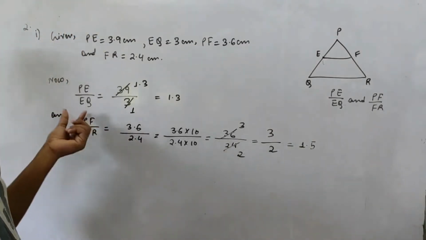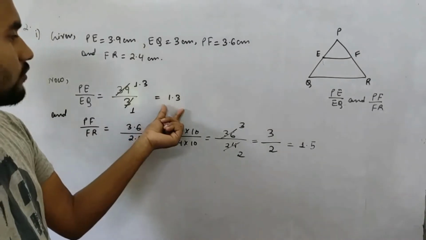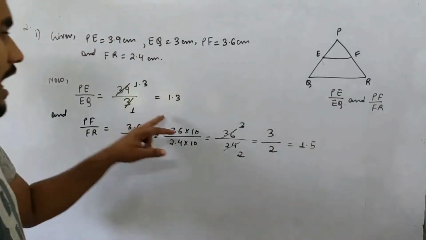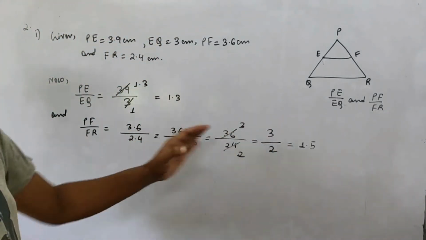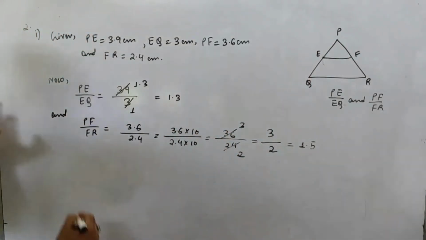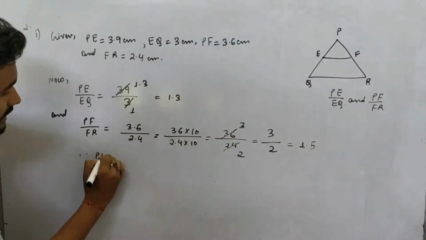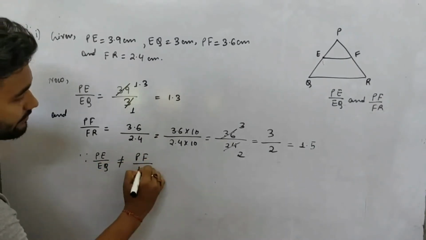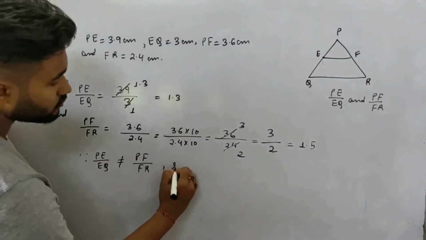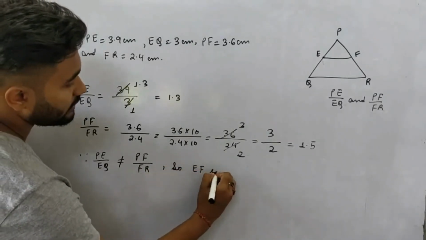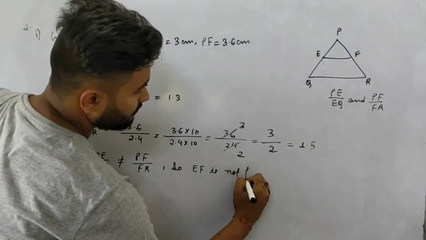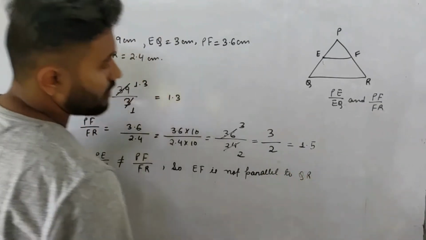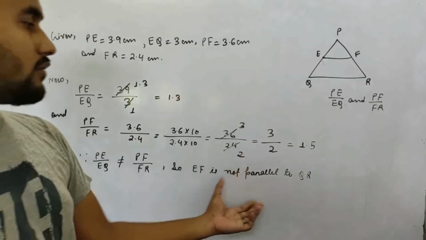So what is 3 by 2? 1.5. So what is my PE by EQ? PE by EQ is 1.5. What is PF by FR? PF by FR is 1.5. Are they equal? They are not equal. If they are not equal, they will not be parallel. Okay. So since PE by EQ is not equal to PF by FR, EF is not parallel to QR. Understood? Very simple. If it will be equal, then only this will be parallel.